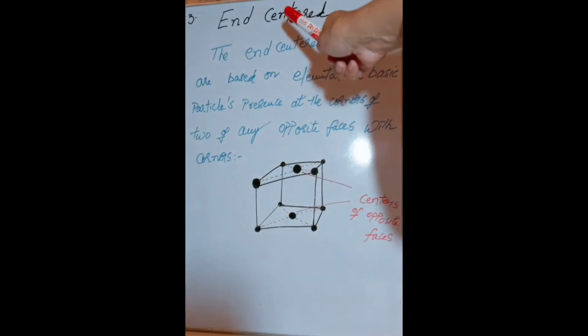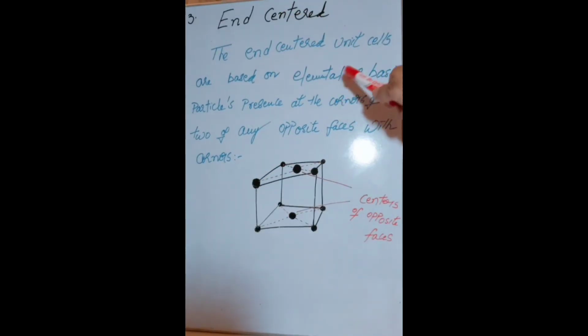Number 3, the end-centered. The end-centered unit cells are based on elemental or basic particles present at the centers of two of any opposite faces with the corners. So this is called end-centered unit cell. These are the centers, you can see centers of opposite faces.